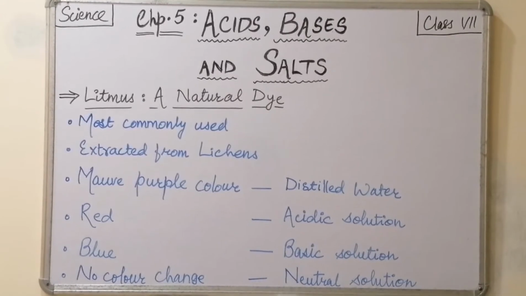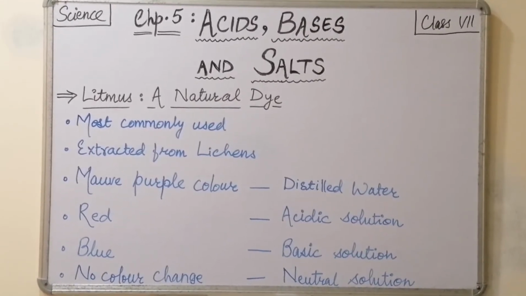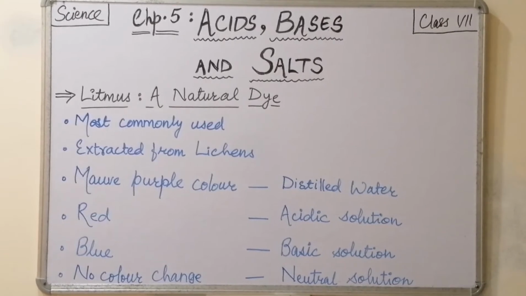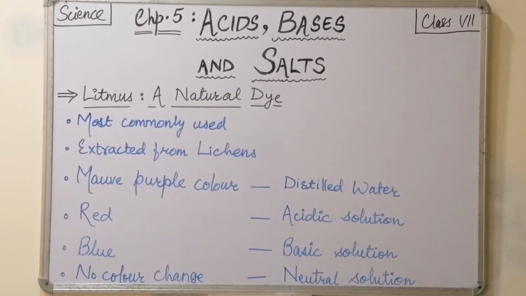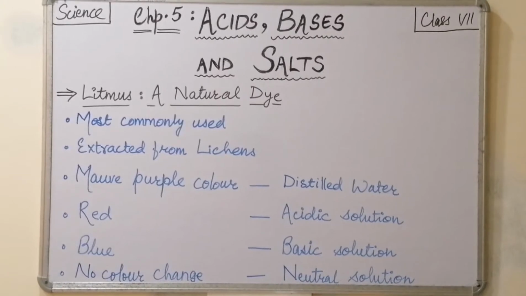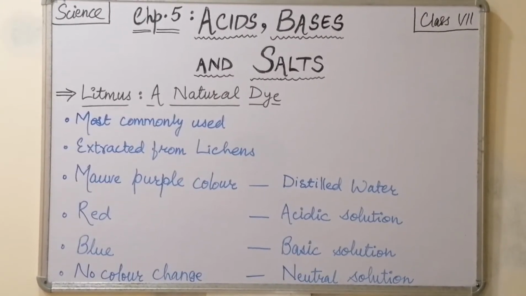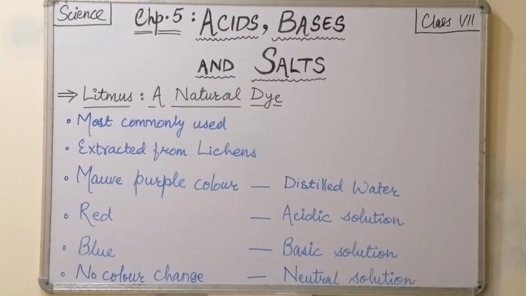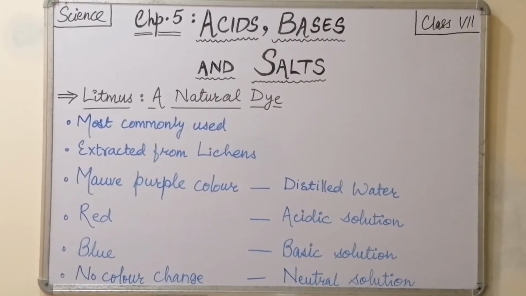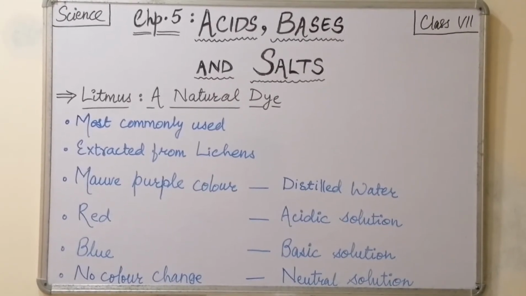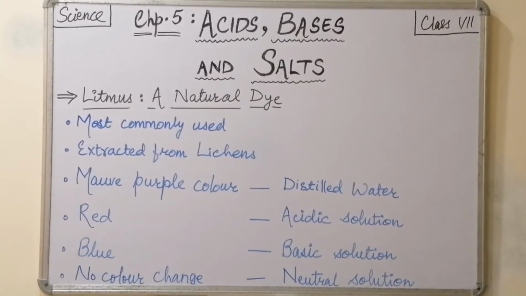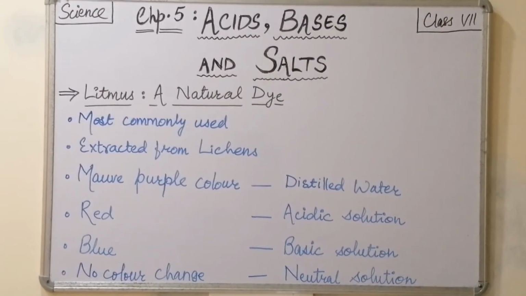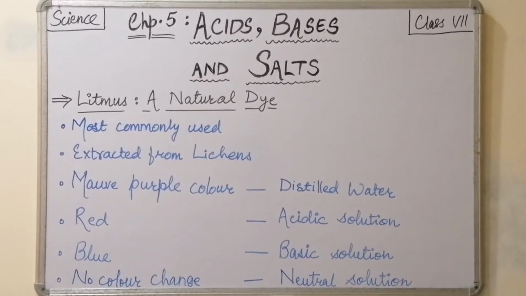Litmus is one of the most commonly used dyes, and the litmus paper strips are the most commonly used strips for identifying acids and bases. They are extracted from lichens. Lichens are a special kind of living organisms which are present in nature. The lichens are a combination of alga and fungi. When alga and fungi live together, they form a special type of organism that is known as lichen. So this is their symbiotic relationship.